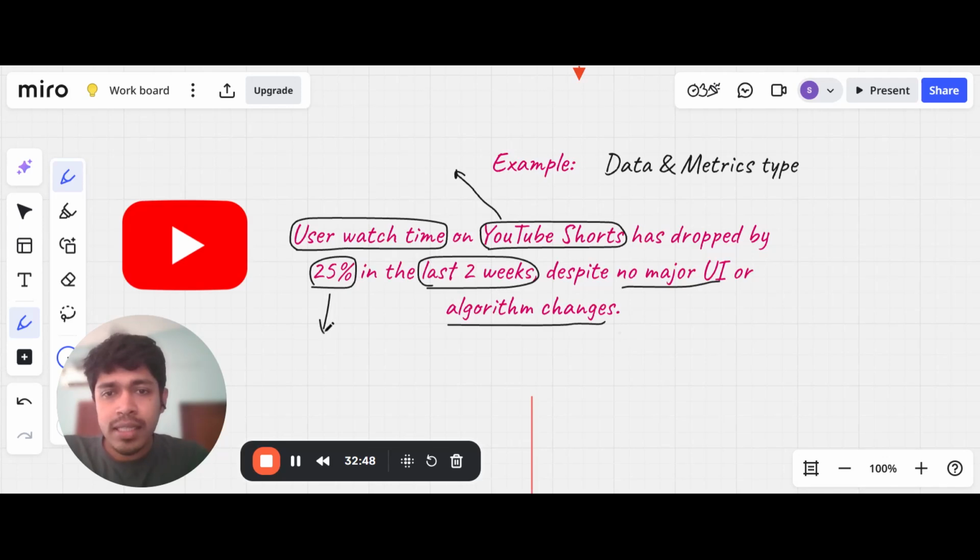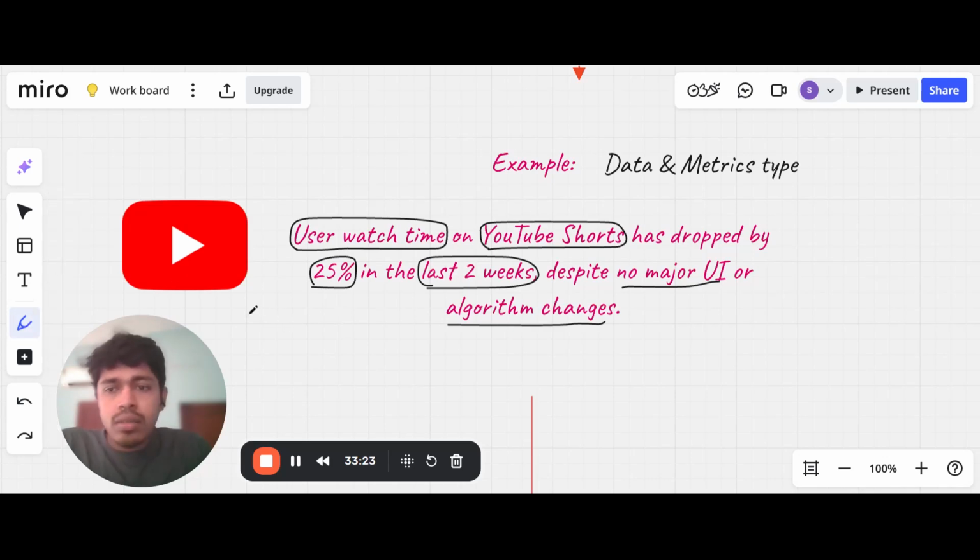Now, 25% is another one. But this keyword is pretty well defined, right? And last 2 weeks is also another keyword, because we can ask whether it was a gradual drop or a sudden drop. Right? If it was a sudden drop, we can think of some potential reasons, right? So these are a few questions we can ask about keywords.